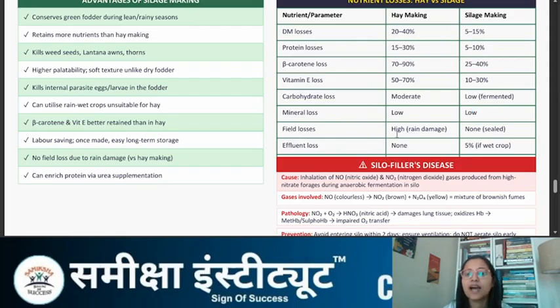Then field losses are high in the case of rain damage in hay, but not in the case of silage because these are sealed containers. Then effluent losses are none in the case of hay making because there is no water loss, but sometimes in silage making effluent losses will be present.